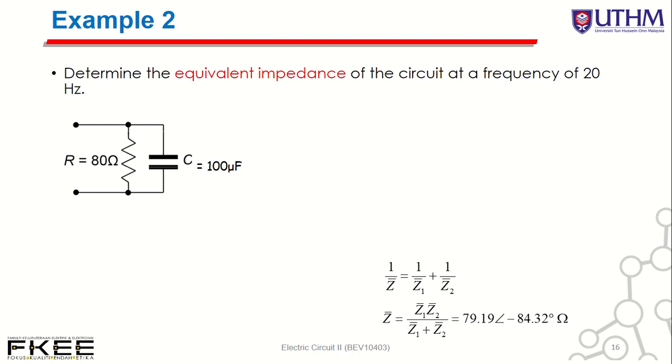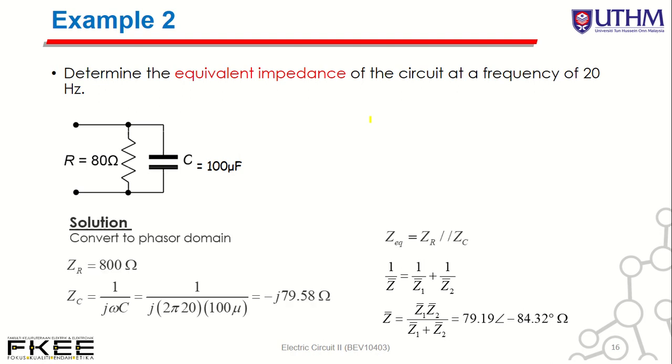So how to calculate total impedance or equivalent impedance in parallel. Let's say we are given a circuit R in parallel with C. This is a time domain circuit because C is given as 100 microfarad. Determine the equivalent impedance of the circuit at a frequency of 20 Hz. So first what you need to do is convert from time domain to phasor domain. R becomes ZR, ZR equal to 800 ohms, which is equal to R.